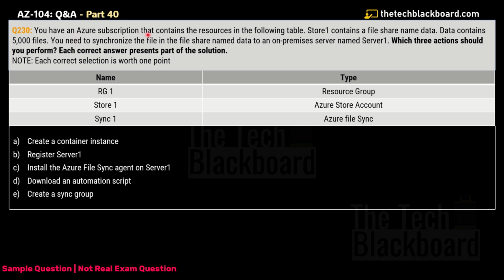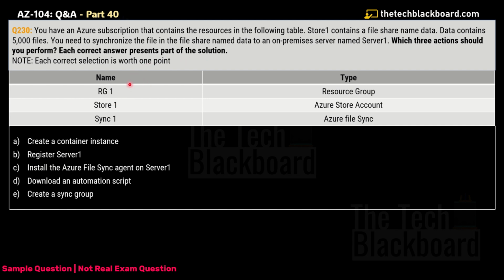you have an Azure subscription that contains the resources in the following table. Now, what is store 1? Store 1 is the Azure Storage account. It contains a file share named data and the data contains 5000 files and you need to synchronize the files in the file share named data to the on-premises server named server 1. Which 3 actions should you perform? Each correct answer presents part of the solution and of course each correct selection is worth 1 point.